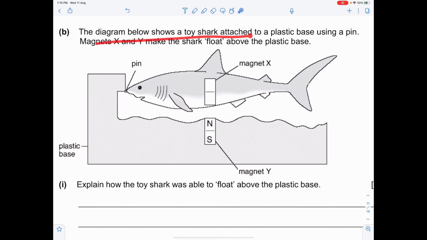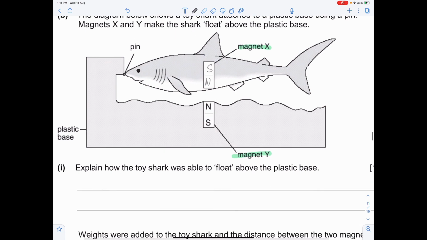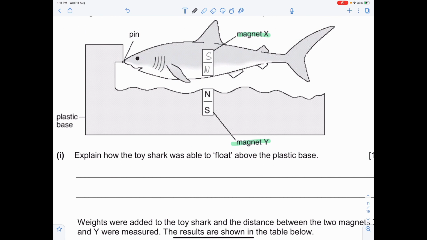Now the diagram below shows a toy shark attached to a plastic base using a pin. Magnets X and Y, these are the two magnets, float above the plastic base. So what happens over here is that you have two magnets and they are floating. Because they are floating, there must be some force acting in opposite directions. In order for that to happen, you know that these two must be like poles. So that means this here must be north and this must be south. So explain how the toy shark was able to float.